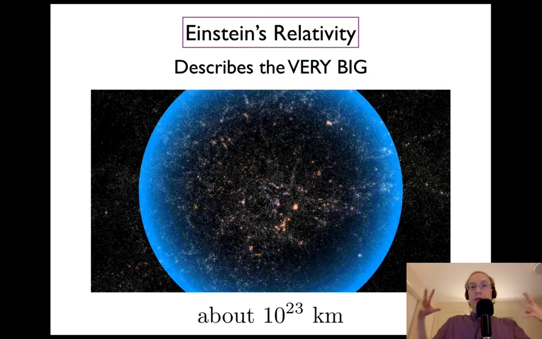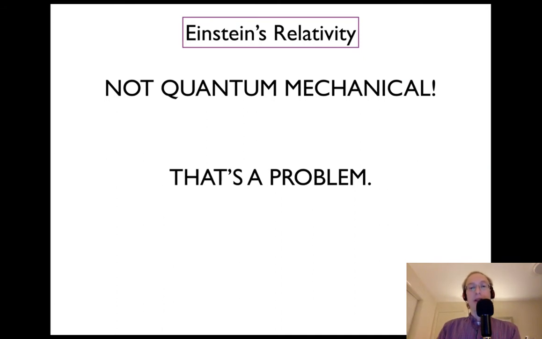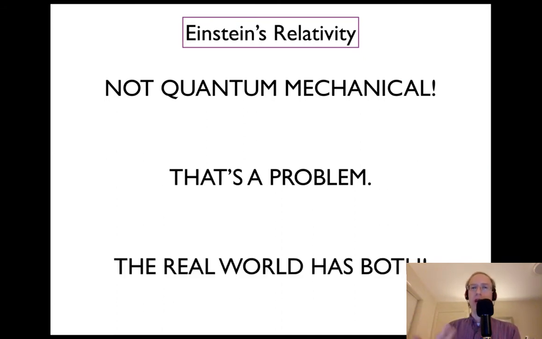So on these very large distances, Einstein's theory is very successful. It describes the motions of all these objects very accurately, again, to a lot of decimal places. But Einstein's theory is also incomplete because it's not quantum mechanical. And what I want to try and convince you of is that's a problem because the real world has both, right? Both gravity and quantum mechanics. So we know that all these objects like planets, stars, galaxies, a lot of the stuff we see in the universe is made of those fundamental particles, quarks and electrons, and they're quantum mechanical. And ultimately, the gravity between objects is coming from them.